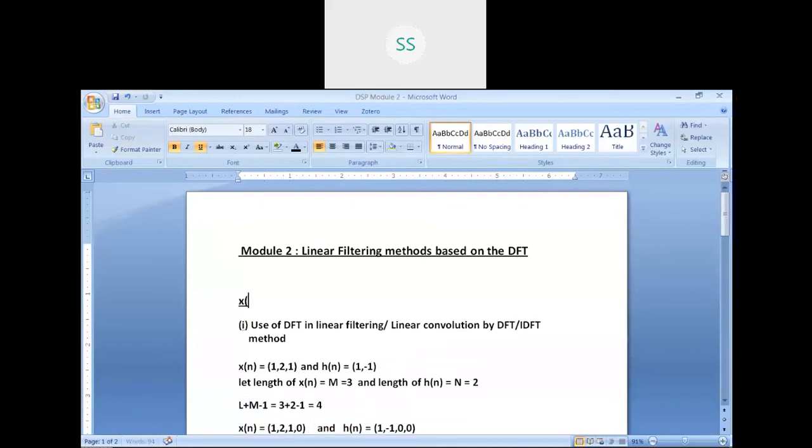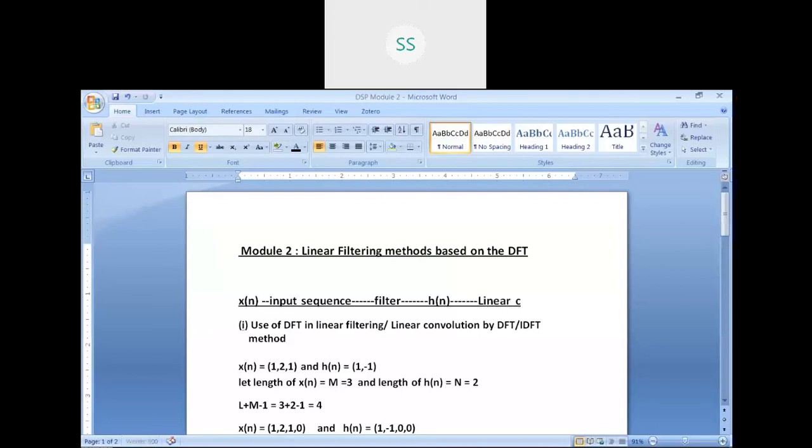x of n is your input sequence. This input sequence you want to pass through a filter. The filter has a filter response, and it is given by h of n. Therefore, the x of n sequence is going to convolve with the h of n, and the output of the particular filter is actually the result of linear convolution.